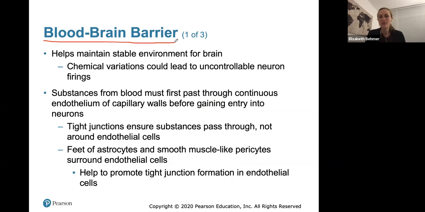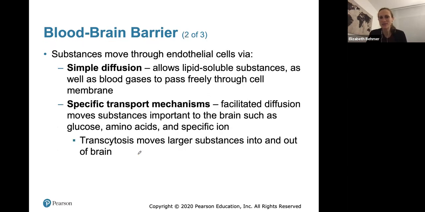The substances from the blood must first pass through the continuous endothelium of capillary walls, and those are made by astrocytes. Remember that astrocytes were one of our neuroglial cells that support the brain tissue, and the astrocytes have feet called perivascular feet that form a tight junction around the endothelial cells around these capillaries, so that substances can move through simple diffusion or specific transport mechanisms.